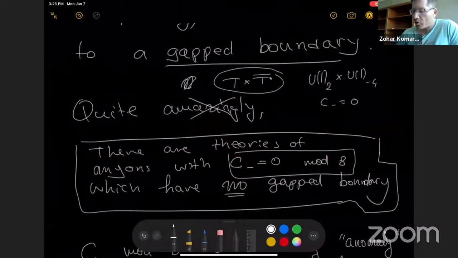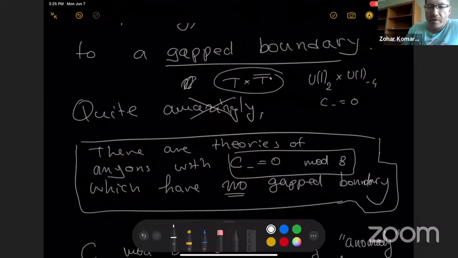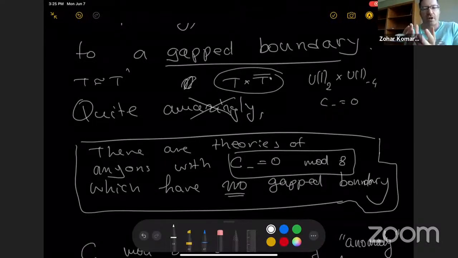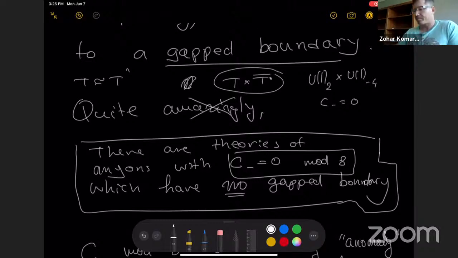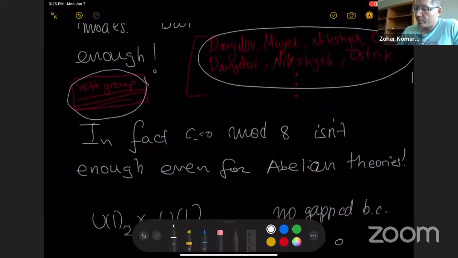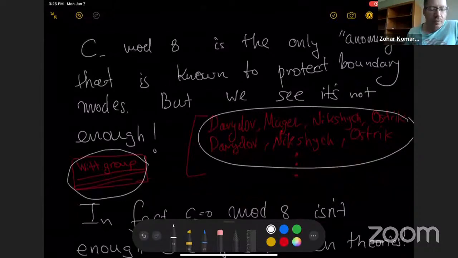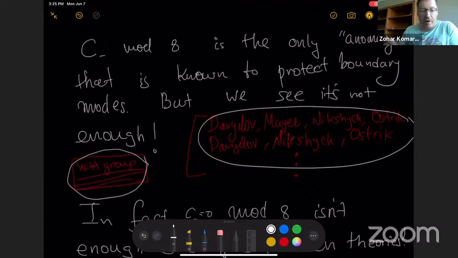So the Witt group says that if T times T bar prime has a gapped boundary, then T is deemed equivalent to T prime. They introduced an equivalence relation, which is that two theories T and T prime are deemed equivalent if T times T bar prime has a gapped boundary. Clearly this is the correct kind of group structure to think about the question of gapped boundaries. The reason it is called the Witt group is because it's analogous mathematically to the classical Witt group that people studied ages ago, the Witt group of ordinary fields using quadratic forms.